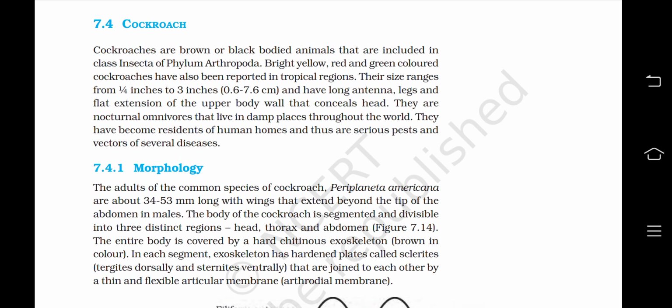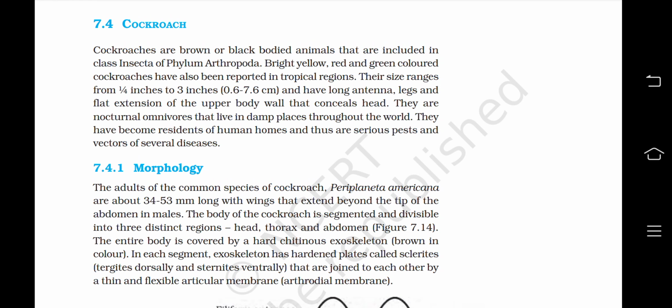Hello everyone, this is Science Lines and you're watching the audio-visual chapter of Class 11th Biology. This is the fourth part of Chapter 7, Structural Organization of Animals. We are starting off with the cockroach.